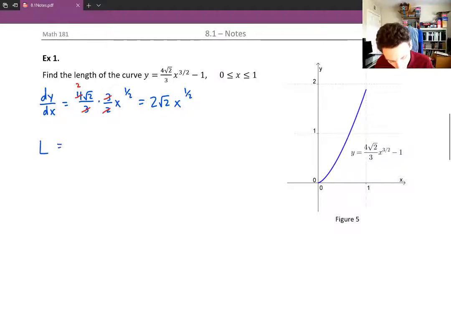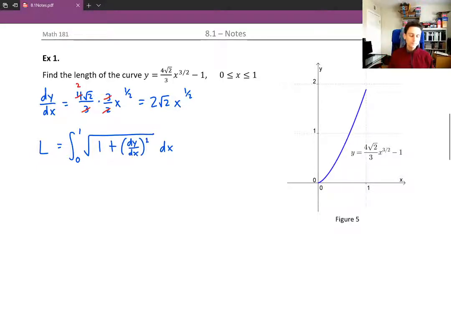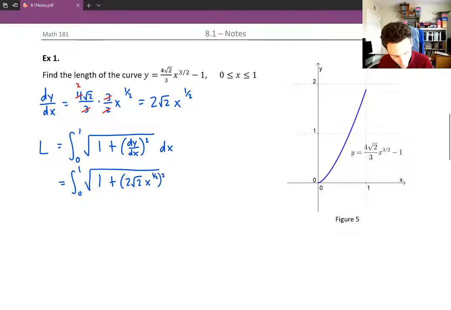So there's the derivative of our function with respect to x. Now to find the arc length, we're going to take the integral over our interval from 0 to 1 of the square root of 1 plus dy dx squared dx. Now we found dy dx, so we can plug that in. So we have the integral from 0 to 1 of the square root of 1 plus 2 root 2 x to the half, all raised to the 2.